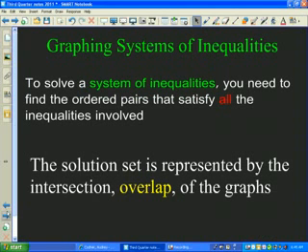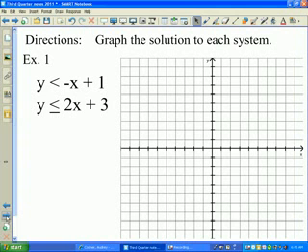Instead of just looking at the point of intersection, like in a system of equations, we're going to look at the solution set, represented by the intersection and overlap of the graphs. This is why we do systems of inequalities: we're doing the shading and we're going to see where those shaded portions overlap. We have a total of 3 examples. The first example is y is less than negative x plus 1, and y is less than or equal to 2x plus 3.